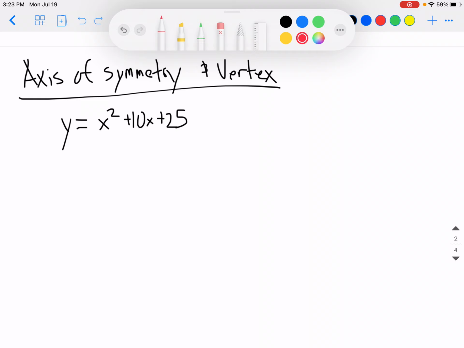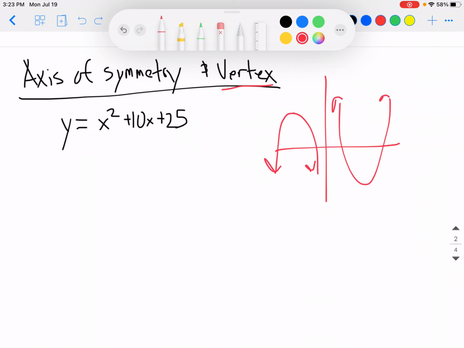Now let's talk about what these things are. The vertex, for a parabola, is either its lowest point or its highest point, depending on whether it opens up or down. There's a formula for finding the vertex that we'll go over in a second.